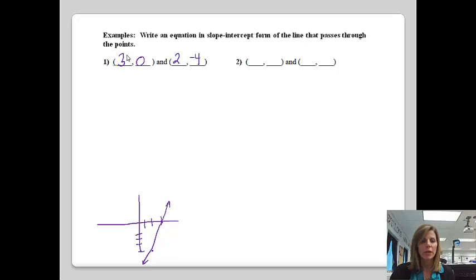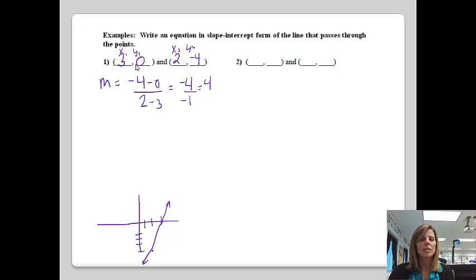Now the directions say write an equation of this line. So we just want to find out what the equation of that line would be. First thing that we need to do is find the slope. If you need to label your points as x1, y1, x2, y2, go right ahead. I think most people are getting comfortable with slope and don't need to do that. y2 minus y1 is negative 4 minus 0, divided by x2 minus x1, which is 2 minus 3. That gives me negative 4 over negative 1, which reduces to 4.